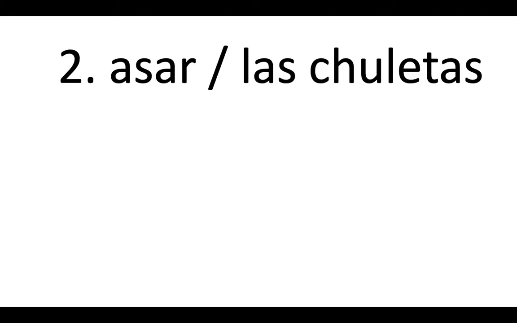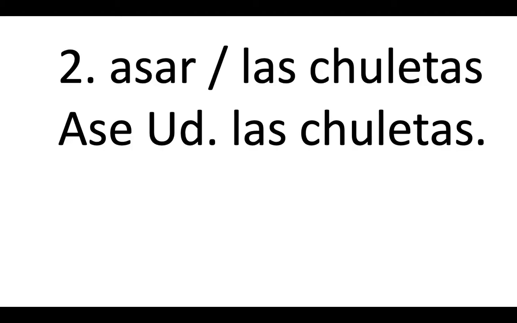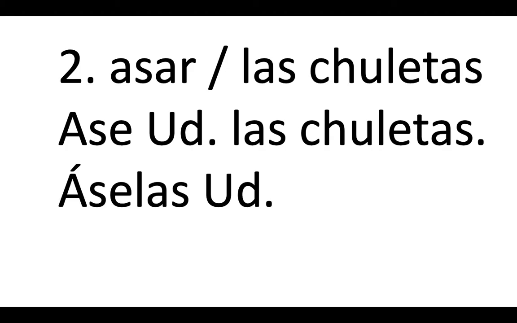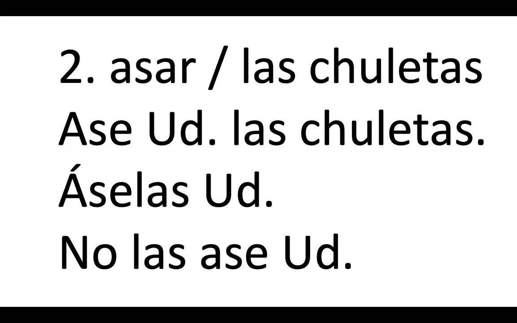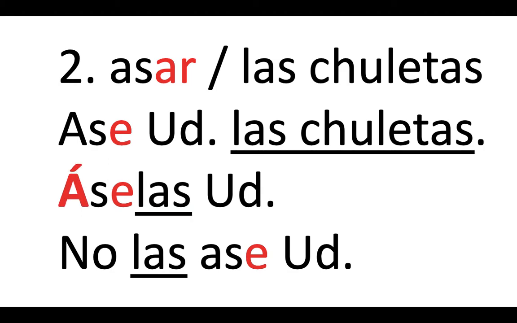Number 2, asar las chuletas. Áselas usted. No las ase usted. So las chuletas is the direct object. We replaced it with the direct object pronoun. It's an AR verb, so we have the opposite ending throughout. And we added an accent mark to maintain the original sound of the verb when we attached the syllable to the affirmative command.